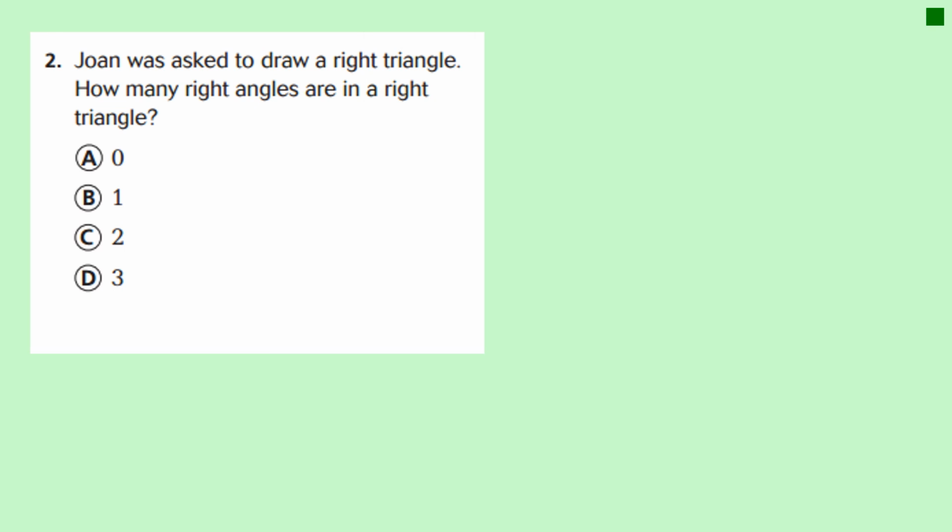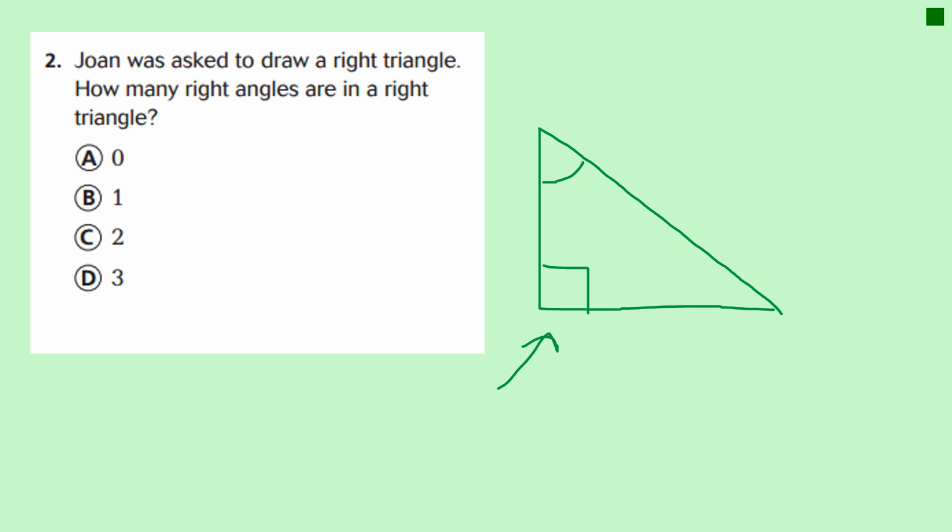All right, we are on the back lesson check. It says, Joan was asked to draw a right triangle. How many right angles are in a right triangle? Well, why don't we draw one? You might already know, but I'm going to draw one anyway, because you know I like to write stuff. There's my right angle. Okay, so let's check. There's our one right angle for sure.